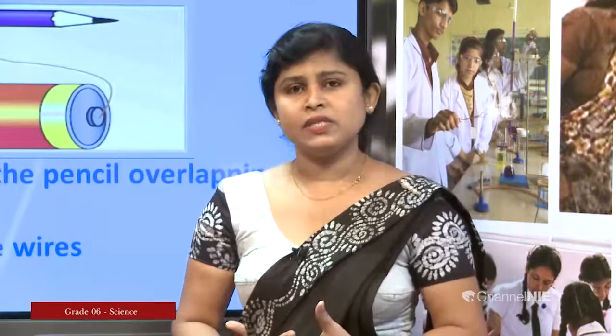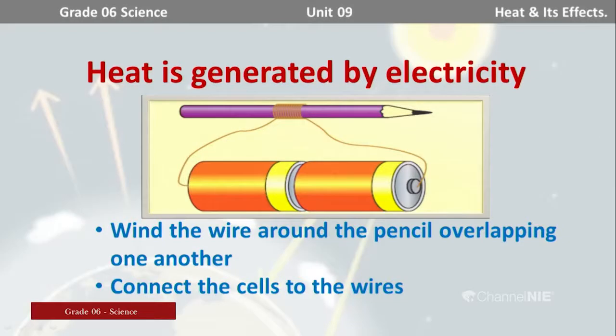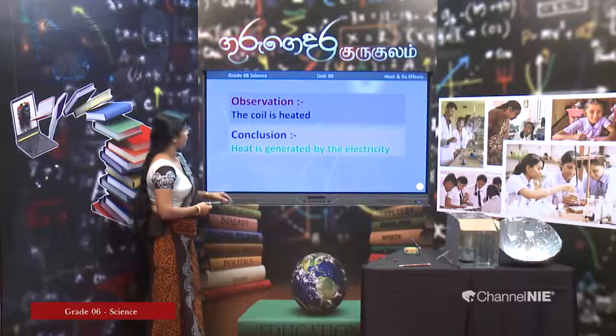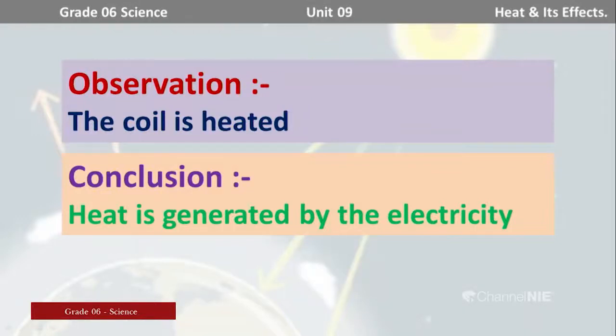Then what can you say? What can you conclude through the activity? Actually, we can arrive at a conclusion. Let us see the observation and conclusion of the activity. The observation is that the coil is heated. When we connect the ends of the copper coil to the dry cell, providing electricity to the coil, the coil got heated up. And the conclusion is that heat is generated by electricity.